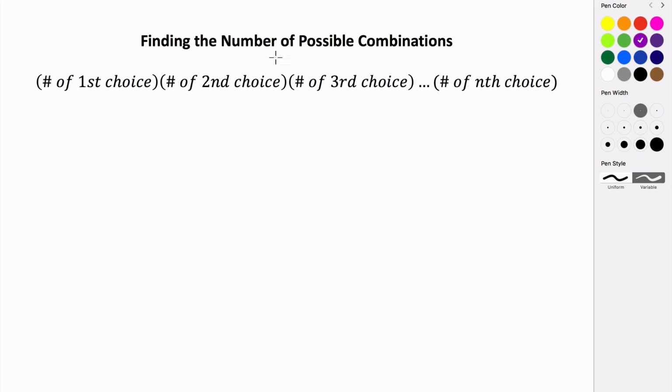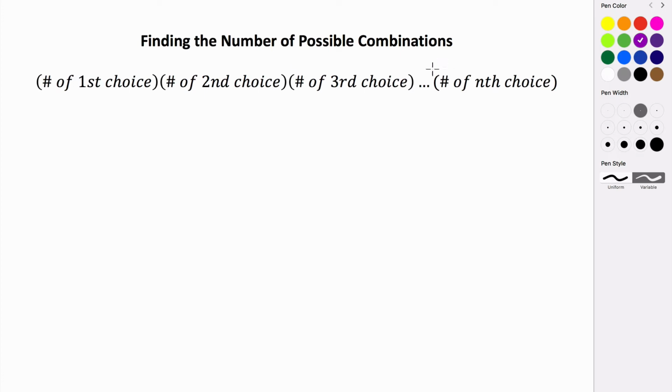Today we're looking at how to figure out the number of possible combinations that you can have if you have a set number of items that you're choosing from. So, for example, maybe we're talking about putting together an outfit and you want to know how many different possible outfits you could put together with, say, a few shirts and a few pair of pants and a few pair of shoes.